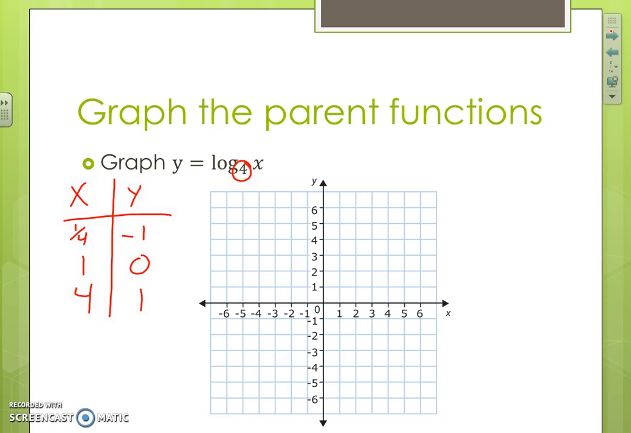Okay, so now I'm going to go ahead and graph this. I'm going to go 1, 0. I'm going to go 4, 1. I'm going to go 1/4, negative 1. A little close there. And then the only other thing that I need to add is my vertical asymptote.